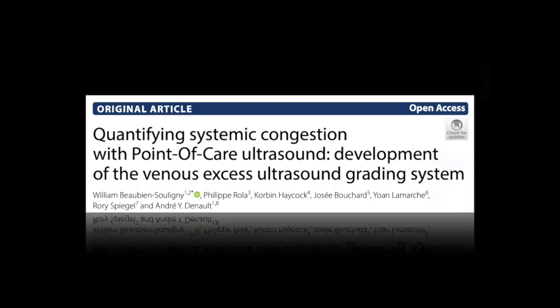There it is. So it's by my friends William, Phil, Corbin, and Andre Deneau, who all did the work. What they've done is they've looked at a whole bunch of patients post cardiac surgery, and they've matched up all of the abnormalities of venous flow and venous congestion, and tried to map it to their risk of acute kidney injury. And they came up with multiple scoring systems, and the score that they validated.